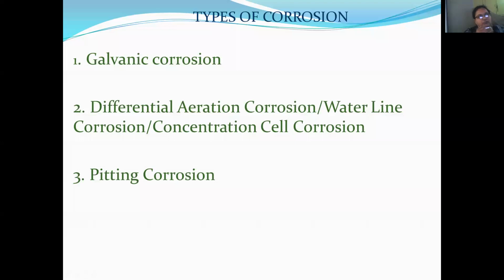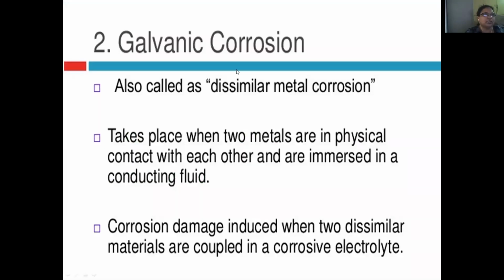So today we are going to discuss types of corrosion. So, different types of corrosions. We have basically three types. That is galvanic corrosion. Then we have differential aeration corrosion, which is also called waterline corrosion or concentration cell corrosion. Then pitting corrosion. So first type, that is galvanic corrosion.